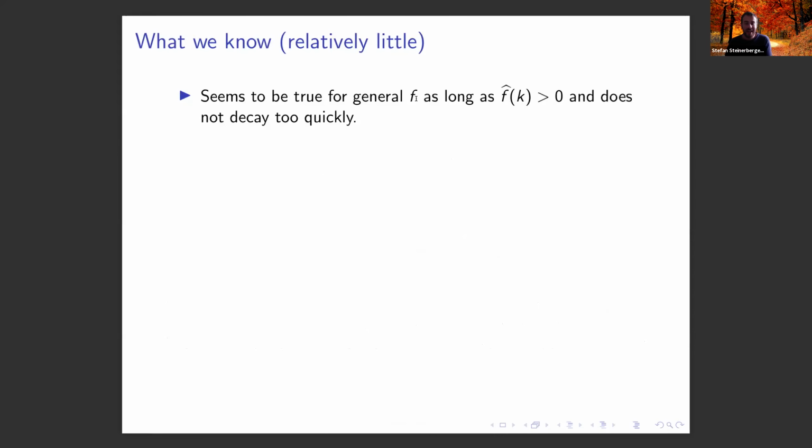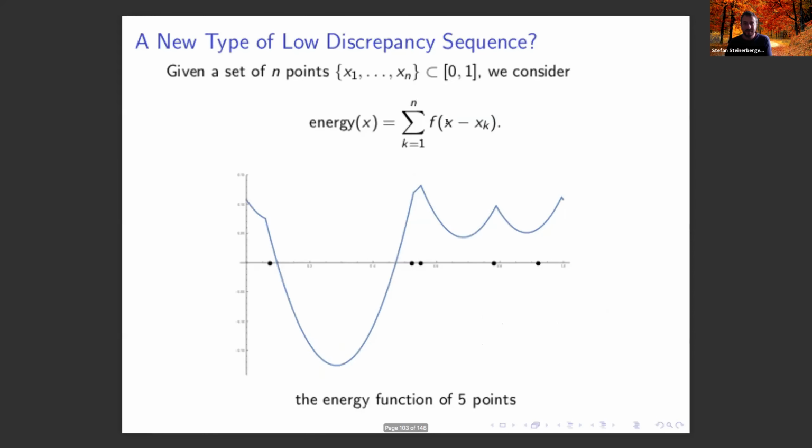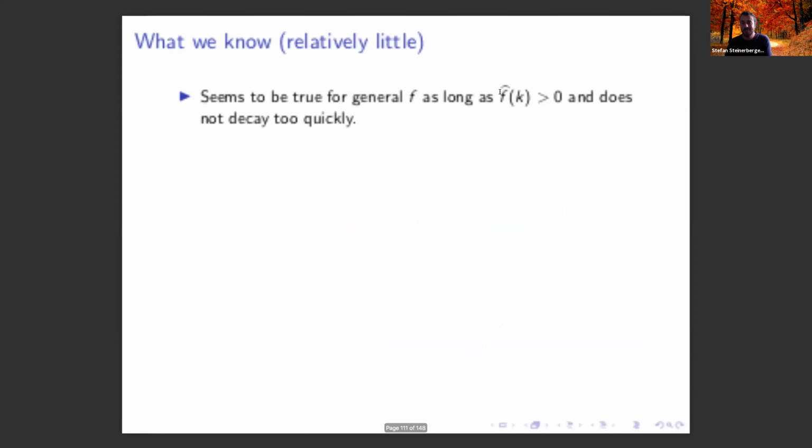What we do know is you don't have to take this function f, this polynomial. In fact, you can take pretty much anything as long as the Fourier coefficients are positive and are not too small. So for this special polynomial, the Fourier coefficients decay like 1 over k squared.